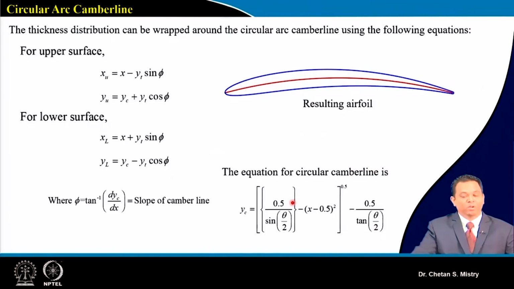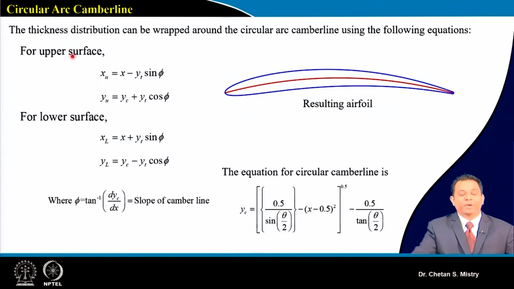Okay, now let's see. What we are looking for is to have this camber line covered with the thickness of my aerofoil. Here, this is my circular arc camber line, and this is the thickness distribution of the C4 aerofoil. In order to do that calculation, we need to divide our surfaces into the upper surface, which is my suction surface, and the lower surface, which is my pressure surface.